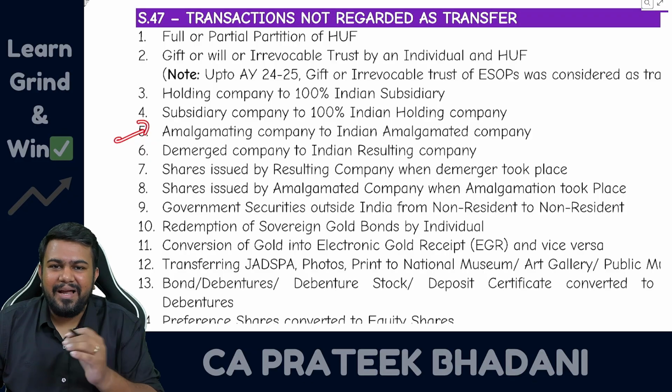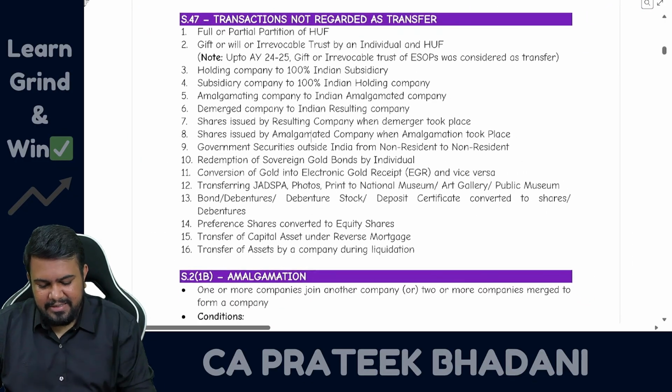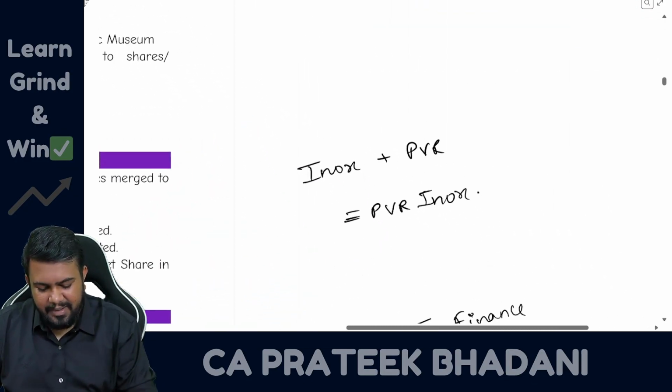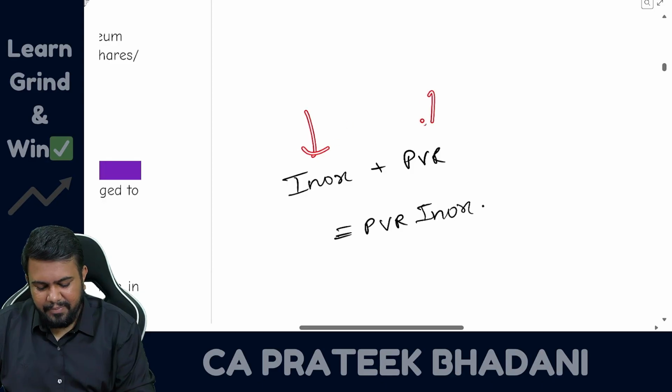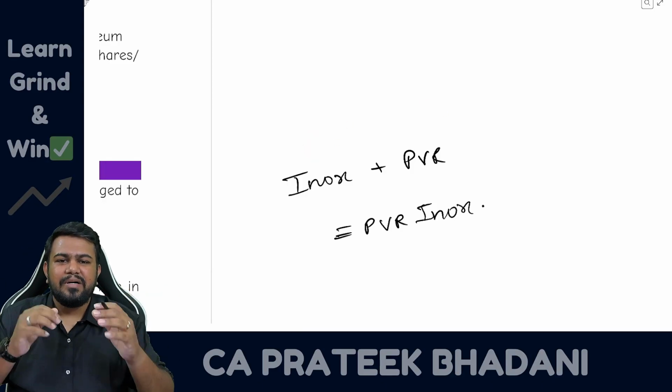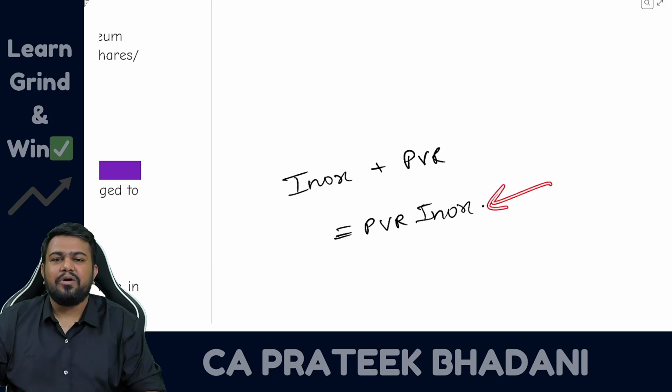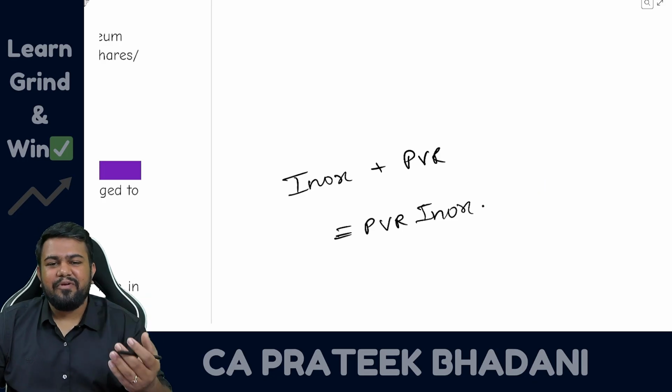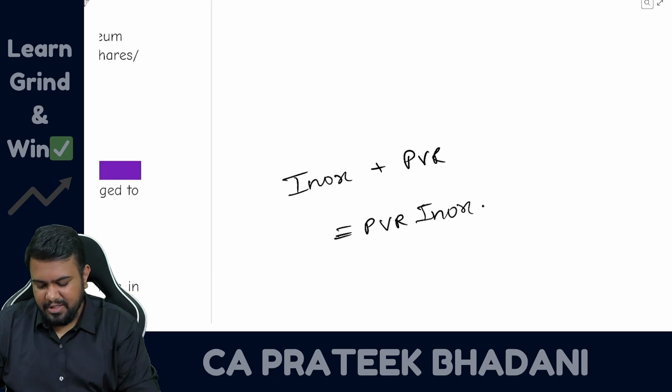Now what is amalgamation as per the Income Tax Act? Let us see. First, let me give you an example of amalgamation. Let's say there are two companies, Inox and PVR. Both are related to movies. Now both of them merged together to form another company called PVR Inox. So this type of transaction is called amalgamation.